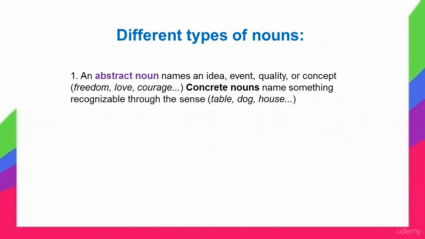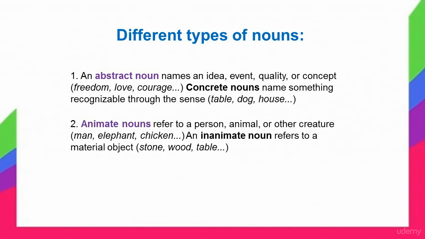In the English language you can find different types of nouns. Number 1. An abstract noun names an idea, event, quality or concept. For example, freedom, love and courage. Concrete nouns name something recognizable through the senses. For example, table, dog or house.